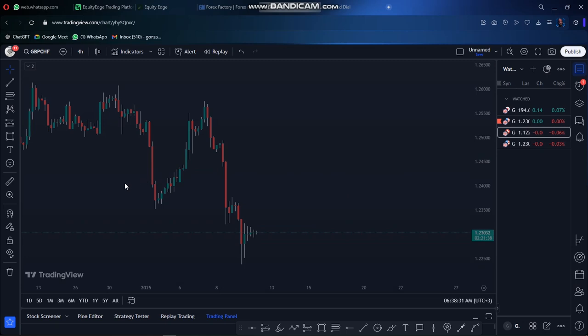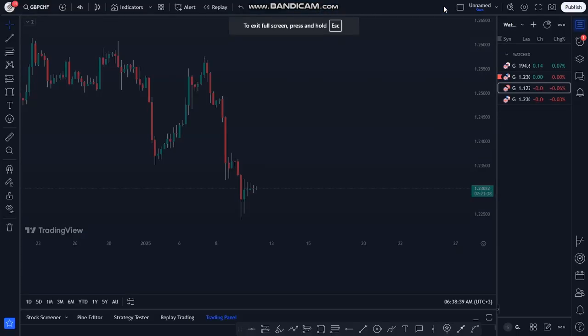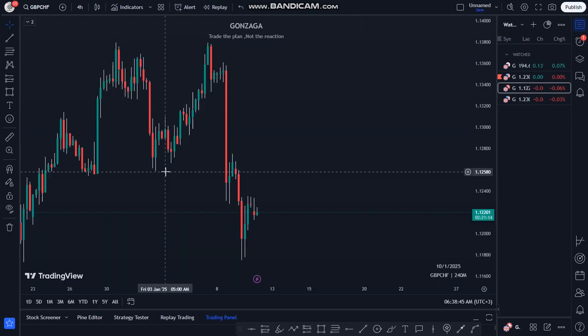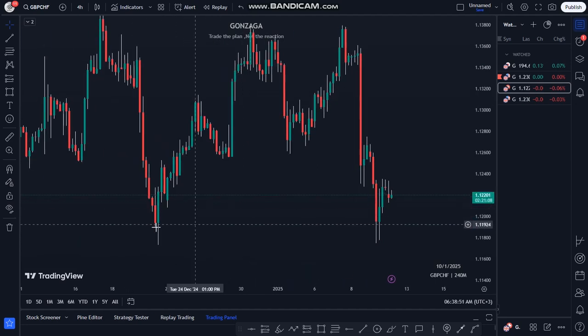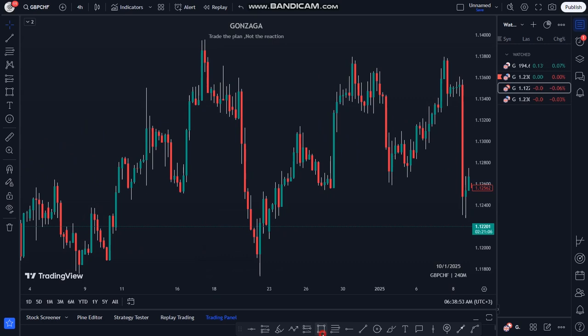So let me look at this GBP chart and see if we have some examples there. My network is slow. Okay, now we are looking for the bullish engulfing pattern, and we want to see what happens when a bullish engulfing pattern appears. We have the first one there.